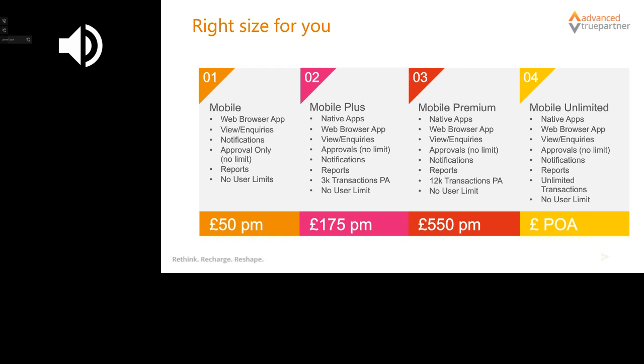Our first tier is just the standard mobile, set at £50 per month, and that has no transactions. So this is purely based on being able to view reports. Again, there's no user limit on this, but there's no transactions involved with that. And then as we move up through Exchequer Mobile Plus, we have it priced at £175 per month, and that gives you 3,000 transactions per annum. And then Mobile Premium, again, the only difference being 12,000 transactions per annum, and that's priced at £550 per month. And then Unlimited, which gives you unlimited transactions, and that is price on application.